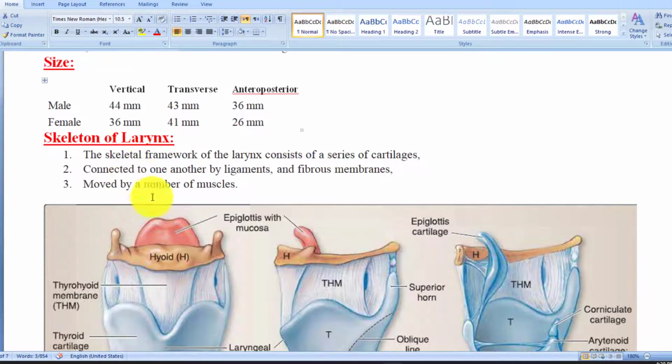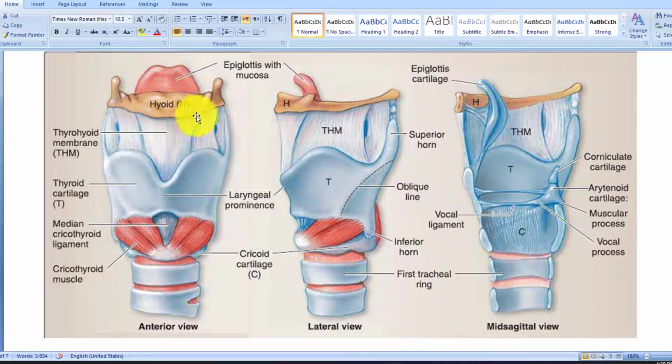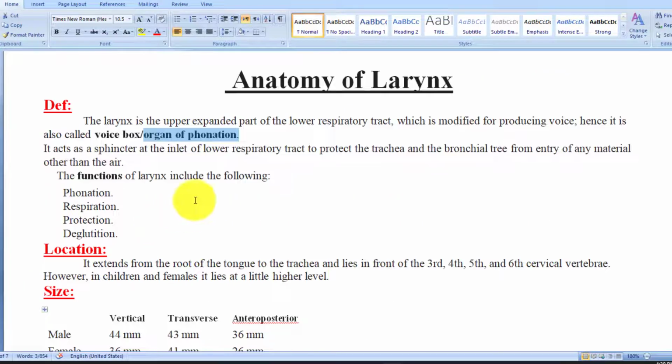My dear friends, it is the organ above which there is the pharynx, and below which there is the trachea and the lungs. This larynx is the organ which prevents the entry of anything other than air into the lower respiratory tract. So it is also providing a protective part for the lower respiratory tract. It is a sphincter at the inlet of the lower respiratory tract to protect the trachea and the lower part of the respiratory system from the entry of any material other than air.